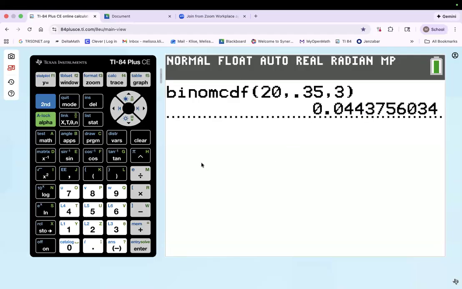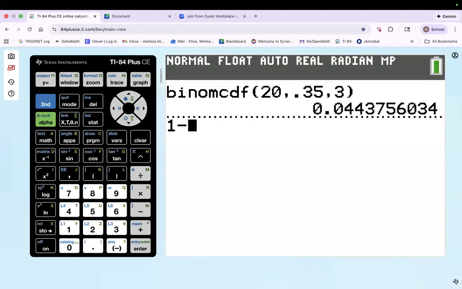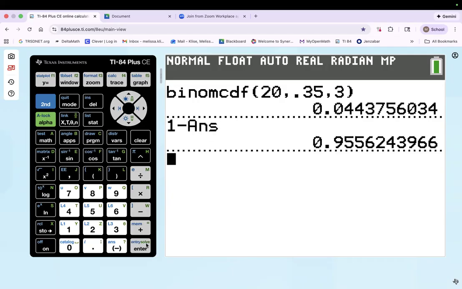And I have that now. So now that I have this, I can do 1 minus. You notice that above your little negative sign right here, it says ANS. That means answer. That will paste the previous answer. So if I do 2nd negative sign, it just pastes that answer in there. And I do 1 minus the answer. And I get 95.56%. I'll show you the other way to do this. 1 minus, 2nd answer, 0.9556. Okay.